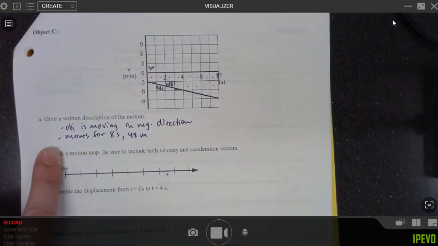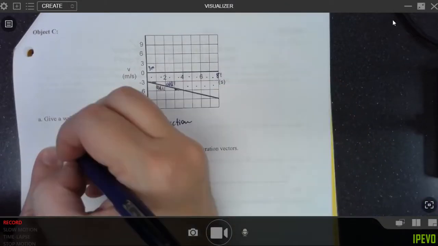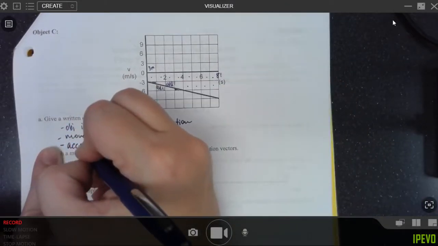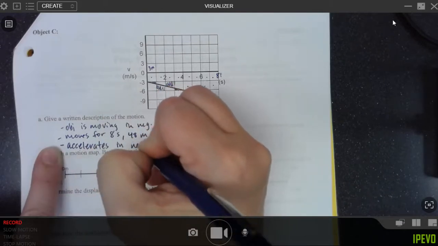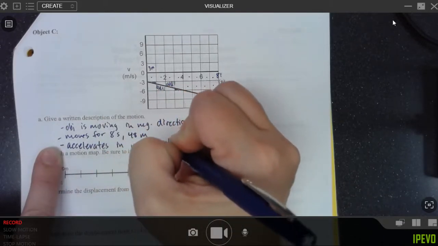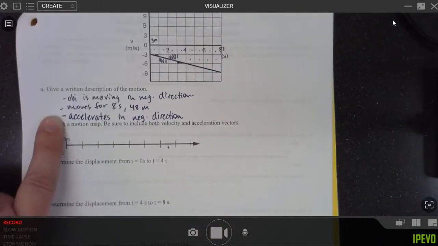We can also say that this object, because it has a changing velocity, accelerates. So I'm going to say it accelerates in the negative direction. I think that's about all that I can say about the motion. Did anybody have something else that they wanted to add to that? No.